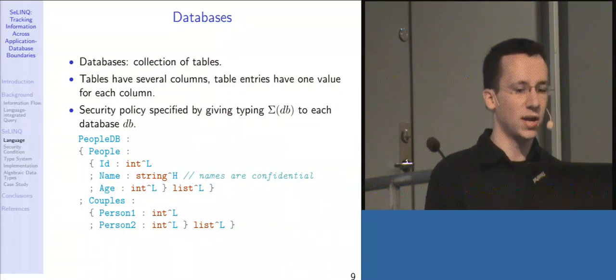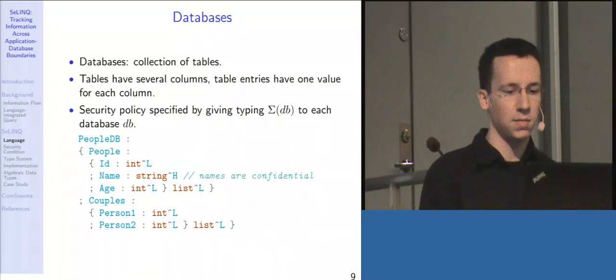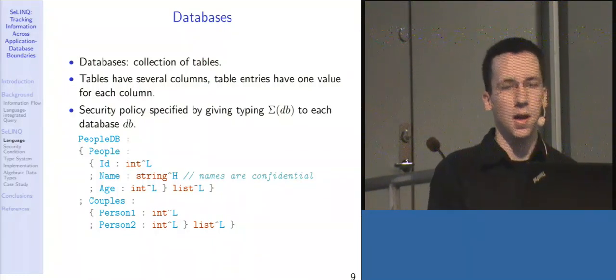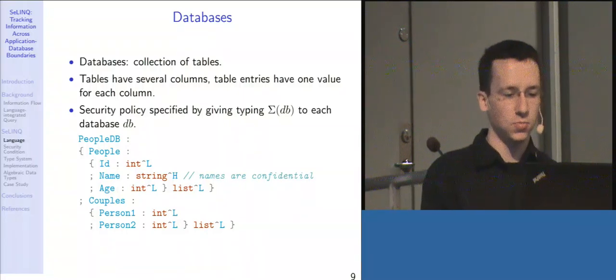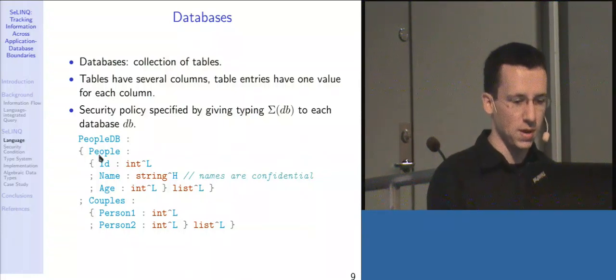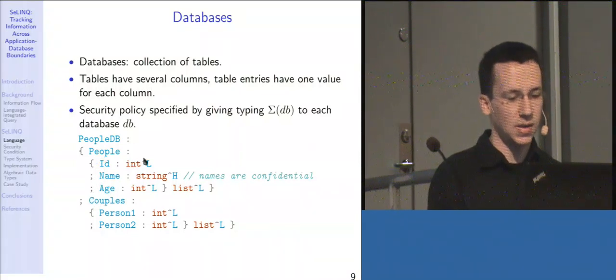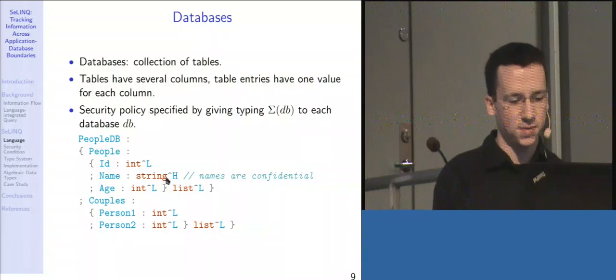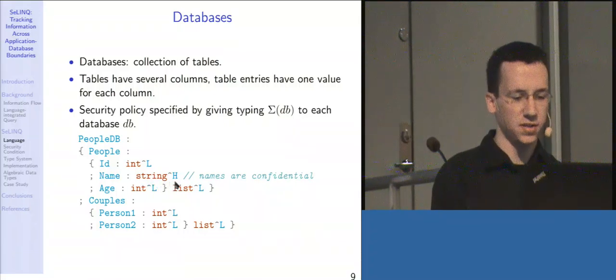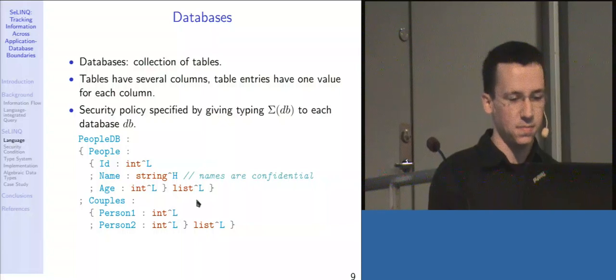So databases we assume to be a collection of tables, and the table has a couple of columns, then an entry in the table assigns one value to each of the columns. It's fairly standard. And so for the security angle, we specify the policy for the database by giving a type signature to a database. So for instance, we could have a database for a bunch of people, and then a table that states which people are couples. And then by giving types to the fields of the tables, we can, by choosing the right security level, say for instance that the names of people are private, but their age isn't and nothing else is.